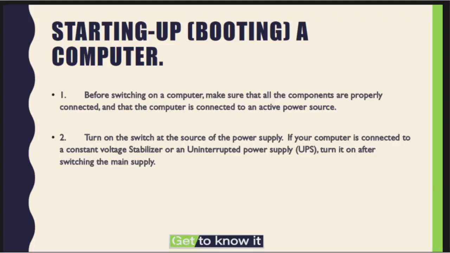And now that we have studied what a computer is, and the different types of computers, let's see how we can start up a computer. Before switching on a computer, make sure that all the components are properly connected and that the computer is connected to an active power source. Turn on the switch at the source of the power supply. If the computer is connected to a constant voltage stabilizer or a UPS, that is an uninterrupted power supply, turn it on after switching on the main supply.